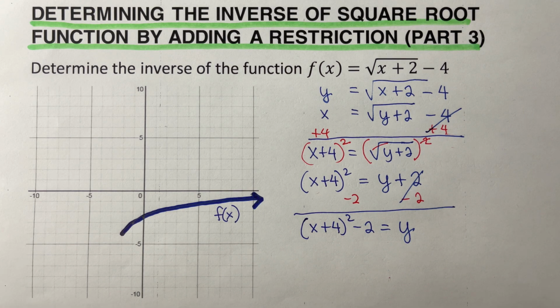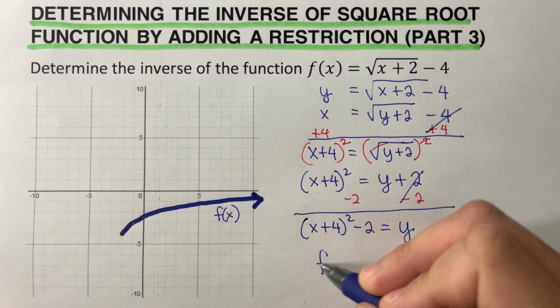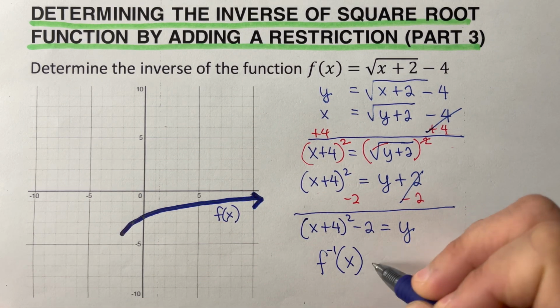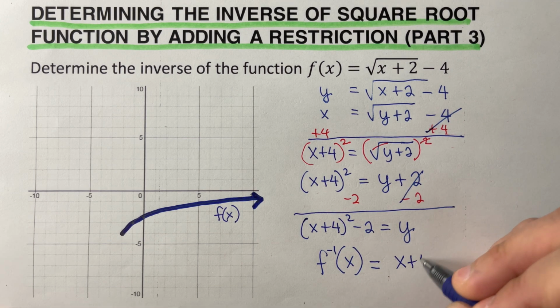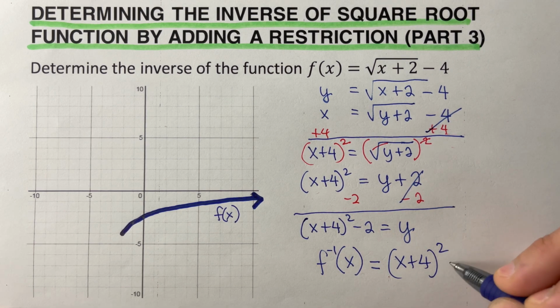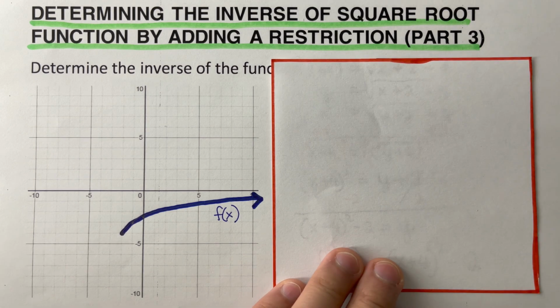So that we will move on to the third step. The third step is to replace the y of the equation that we solved from step 2 with f negative 1 of x. So this y becomes f negative 1 of x is equal to x plus 4 squared minus 2. And so we are going to sketch the graph of this function. So I'm going to show the work on this paper right here.